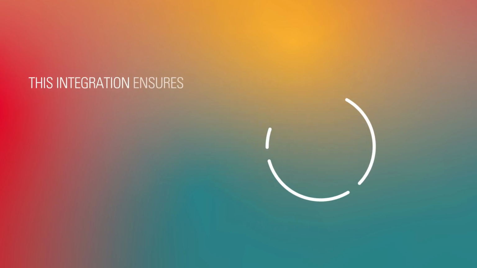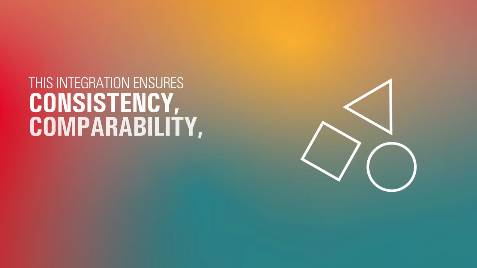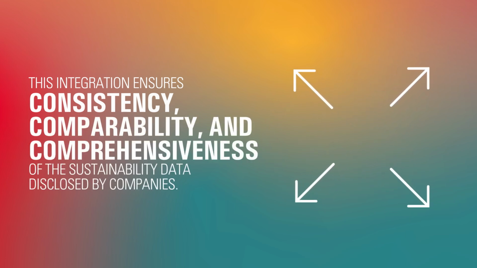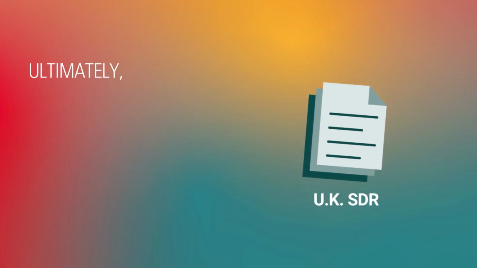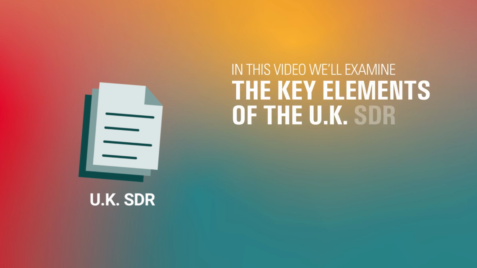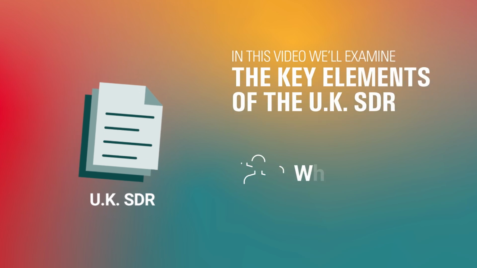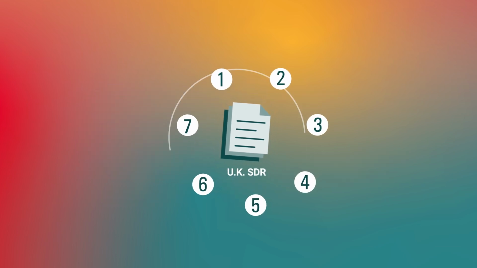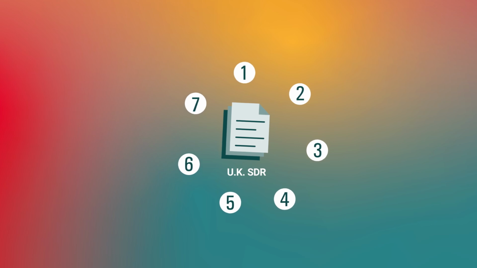This integration ensures consistency, comparability, and comprehensiveness of the sustainability data disclosed by companies, and ultimately, it supports stakeholders in making informed decisions. In this video, we'll examine the key elements of the UK SDR, who it applies to, and timelines for compliance. The UK SDR contains 7 key elements related to ESG and sustainable investing.